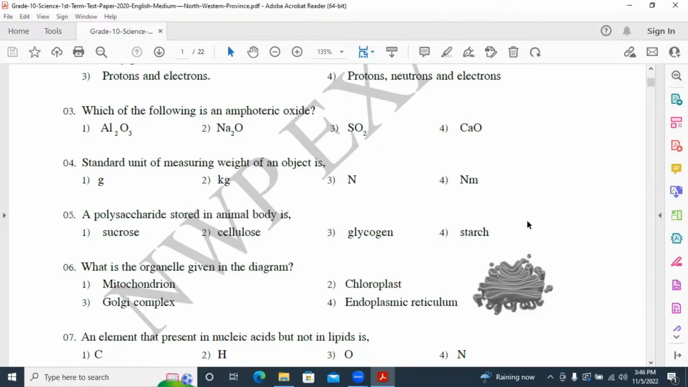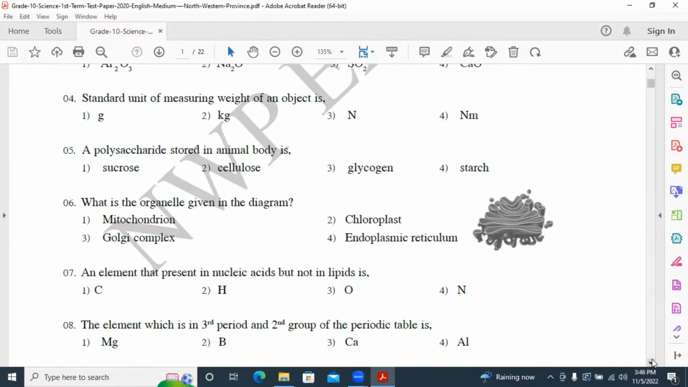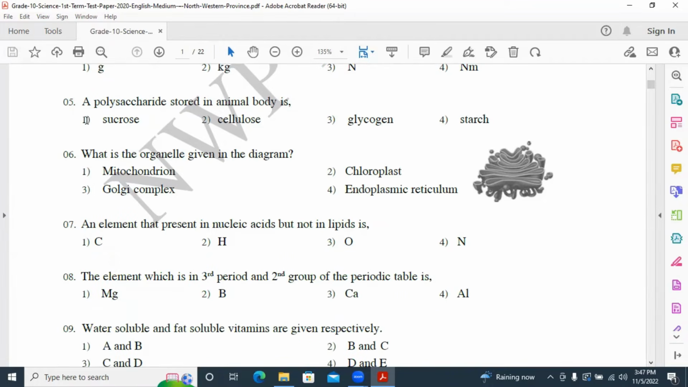Fourth one, standard unit of measuring weight of an object is Newton. Weight is a type of force, so it is measured in the unit Newton. Question number 5, a polysaccharide stored in animal body is answer number 3, glycogen. Starch is the polysaccharide that is stored in the plant body, and the cellulose is a structural material in the plant cell wall.